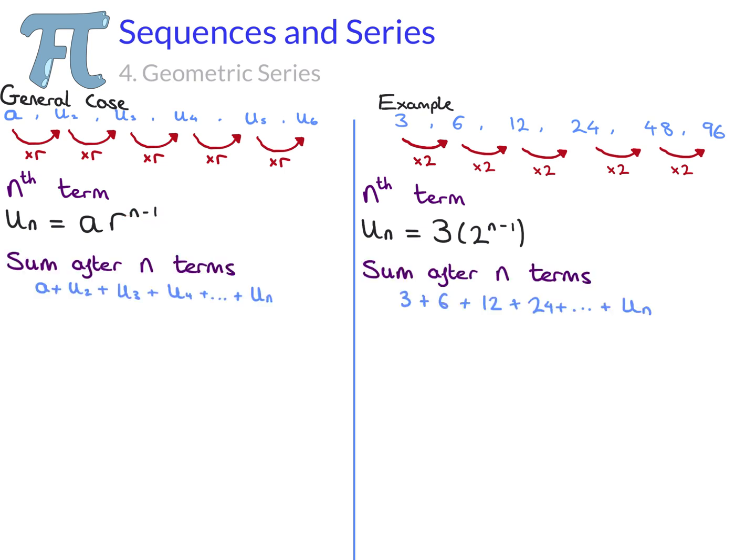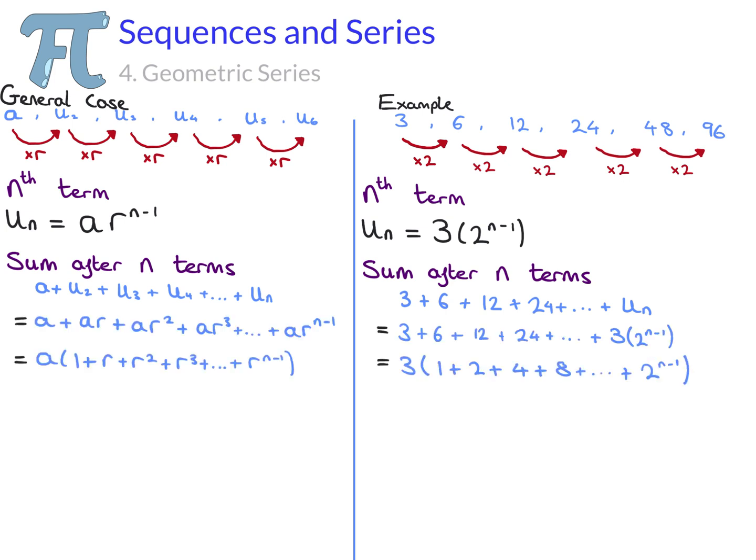To find the sum of a geometric series after n terms is a bit more complicated, but most of the time the formula is all you really need. I will derive it here by first writing the sum and factoring out the first term.